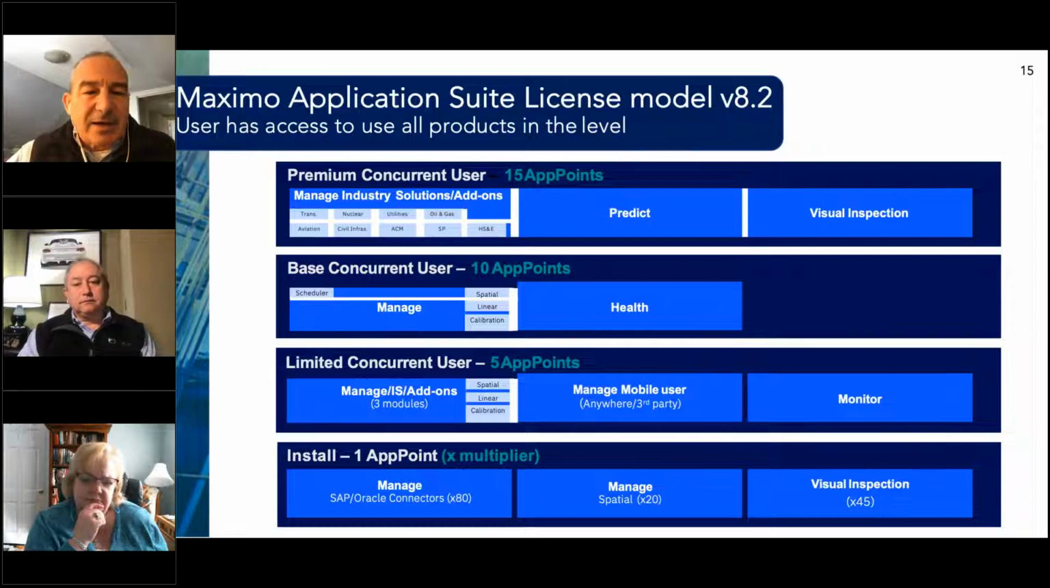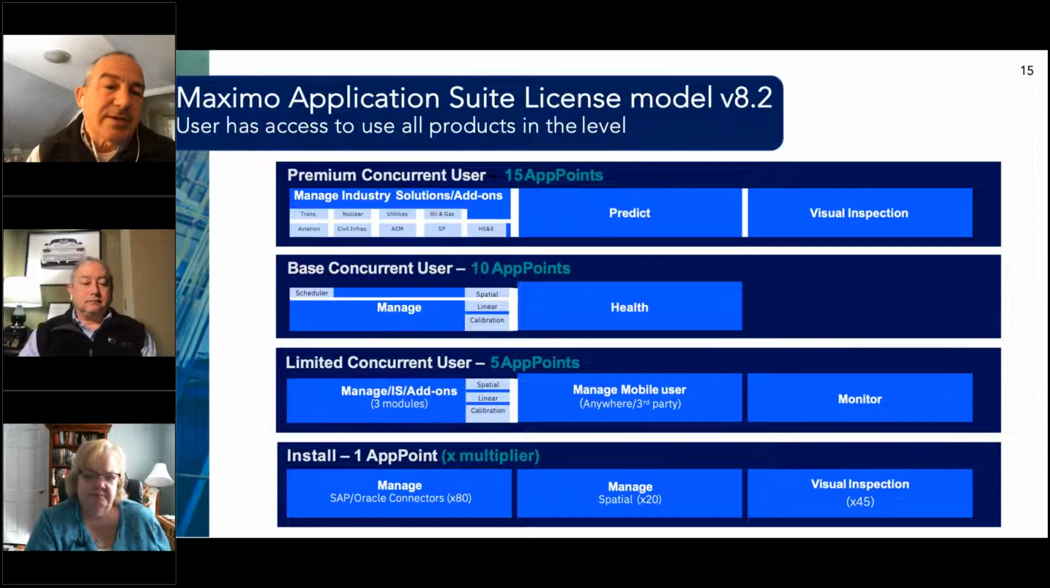And then as we move up the stack, base concurrent user is at 10 app points. So whenever they log in, it consumes 10 application points. Think of this as what today we would call a full use authorized user in today's Maximo. And again, we show that we've got the add-ons, linear, calibrations. At this point, if the user is a scheduler or planner, scheduler is included. That's not a separate add-on, but you'd be considered a base user if you're using the scheduling capabilities. And at this point, you could also use Health, so that's the Asset Health Insights capability as well. And of course, anything below them that have access to mobile, they could use Monitor.